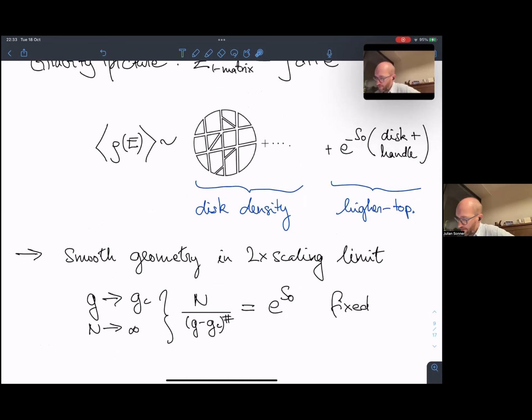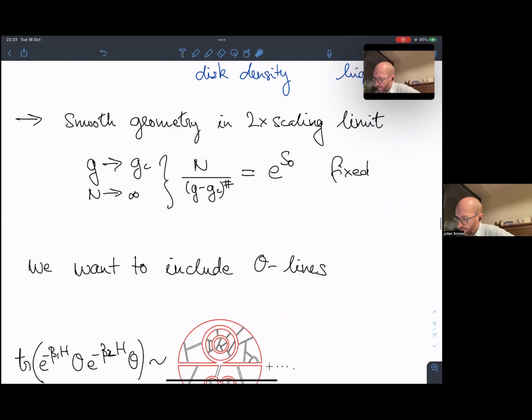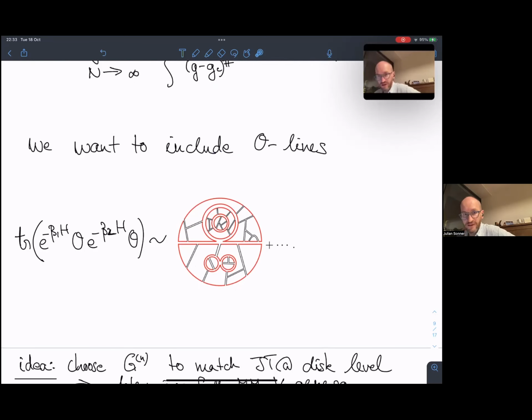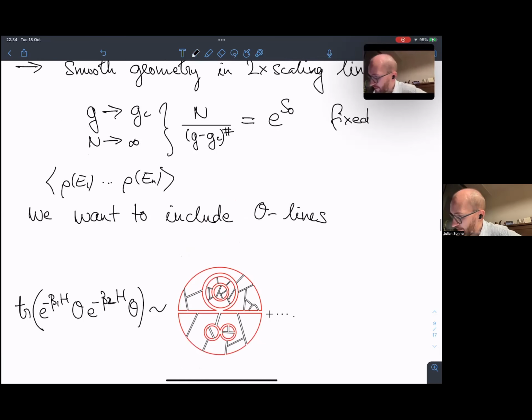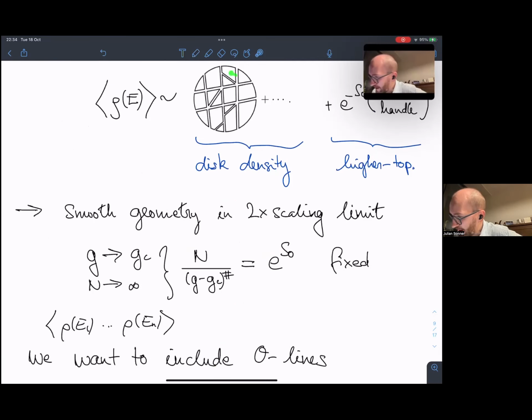So what we really want to do is include in this matrix model the second matrix, which we call the O lines. And so what you can calculate now is not just things like energy density and energy density correlations. We could also have calculated things here like rho of E1 up to rho of En, and that would have been instead a geometry that has n boundaries. This one only has one.